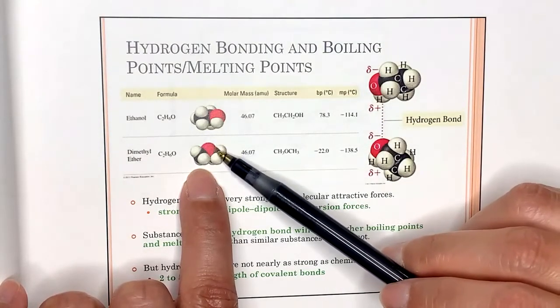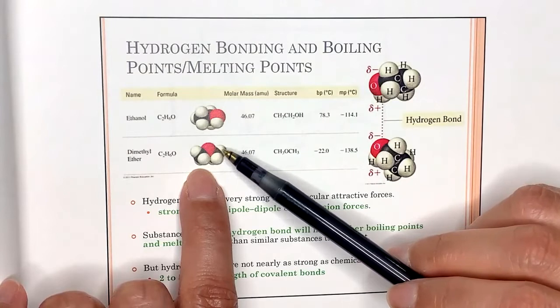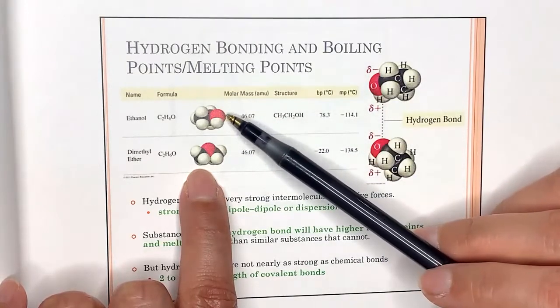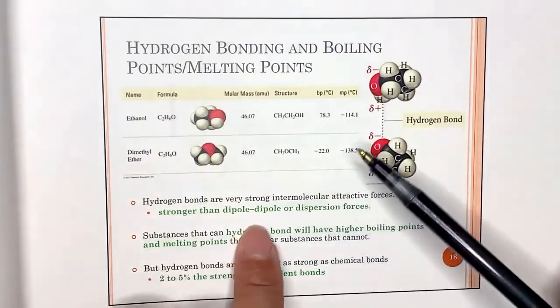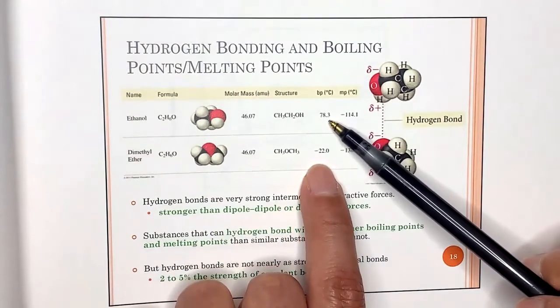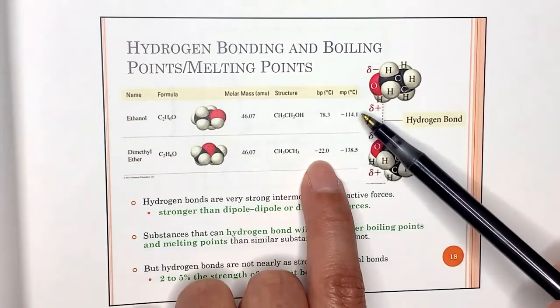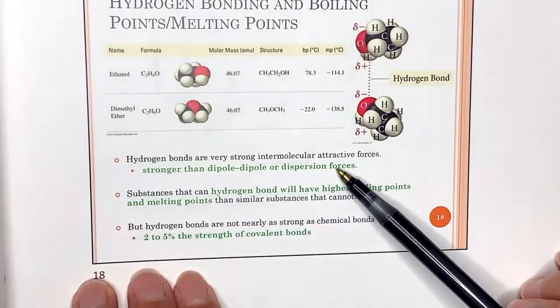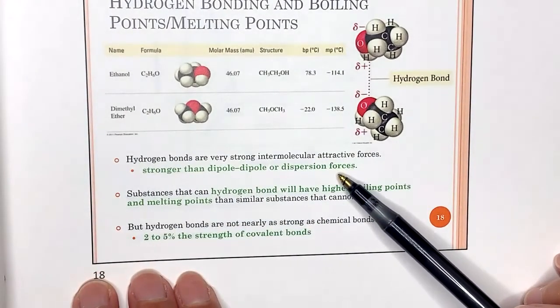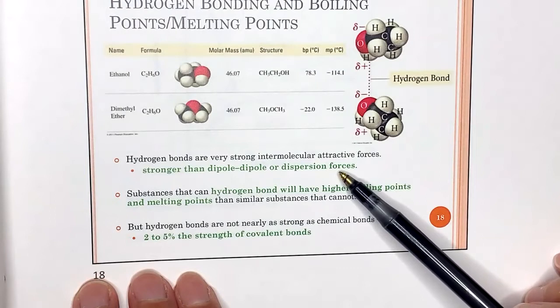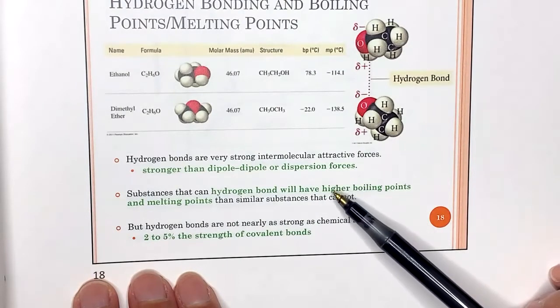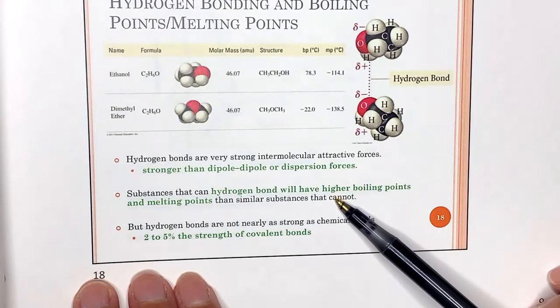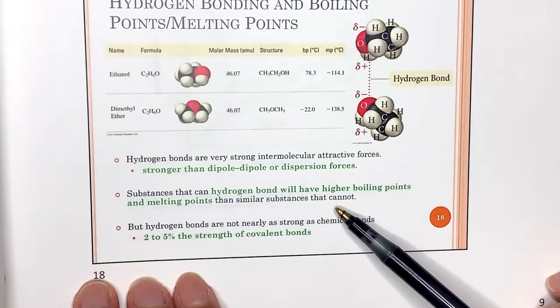This one has dipole-dipole though, while this one has hydrogen bonding, and hydrogen bonding is a lot stronger. So you can see the boiling point for the one with hydrogen bonding is going to be higher, and so is the melting point. Hydrogen bonds are a really strong intermolecular force, stronger than dipole-dipole or London dispersion. Anything with hydrogen bonding will have higher boiling points and melting points.